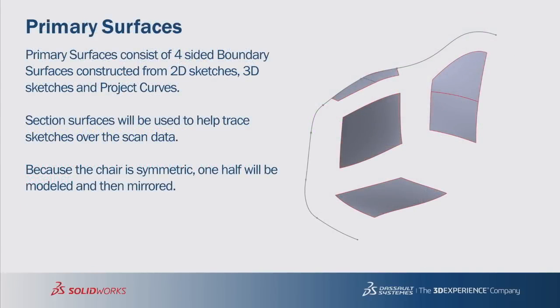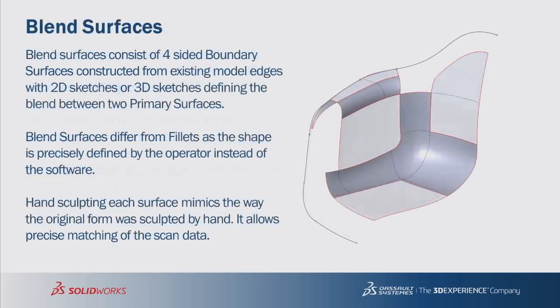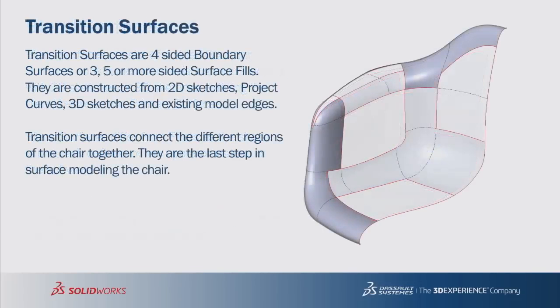So building primary surfaces, what do they consist of? They consist of large, relatively flat surfaces. They're not flat, but the radius of curvature is relatively constant. They don't look like fillets, they look like large, flat portions of the chair. The primary surfaces, and the blend surfaces come next. The blend surfaces connect the primary surfaces of the chair, and these are mostly four-sided boundary surfaces. We want to have those nice clean boundary surfaces. We use curvature to face as required to build them. And then finally, transition surfaces, and these are four-sided boundary surfaces, or sometimes they're 3, 5, or more sided surface fills. That surface fill is a great way of getting you out of trouble.